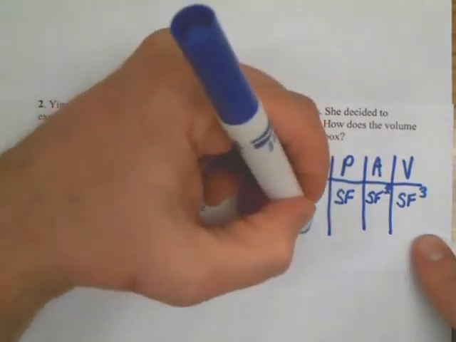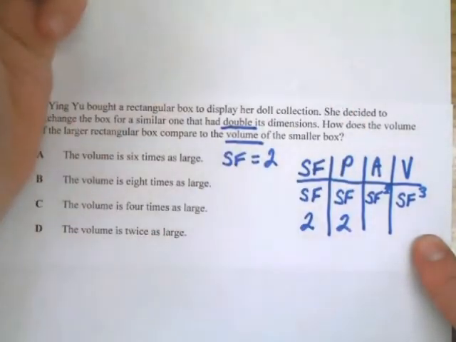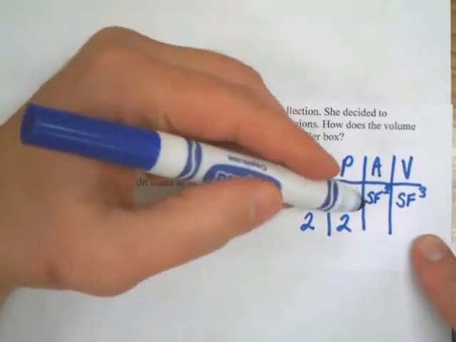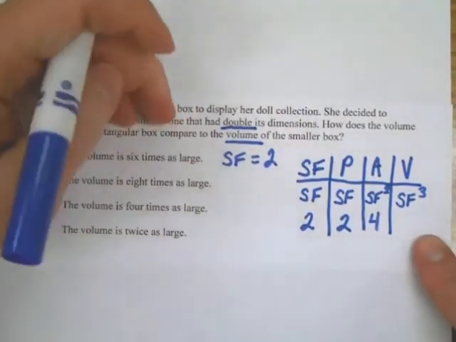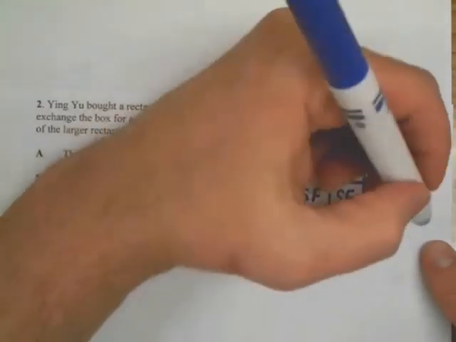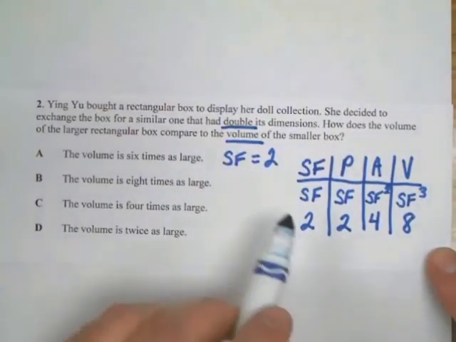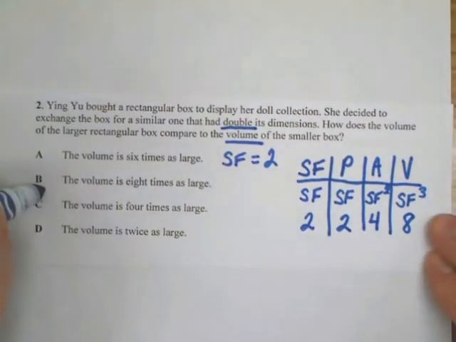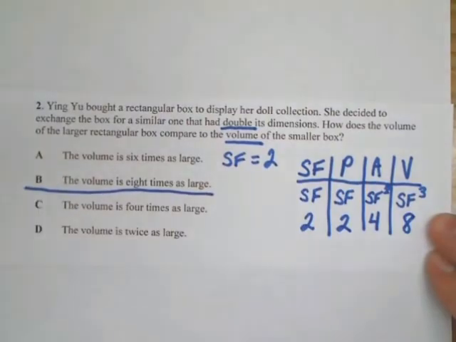So if the scale factor is 2, if it's a perimeter question, it would be twice as big. If it were an area question, it would be 2 squared, or 4 times as big. When you're talking about volume, it is 2 cubed, or 8 times as big. So the volume is going to be 8 times as big, which is answer choice B.